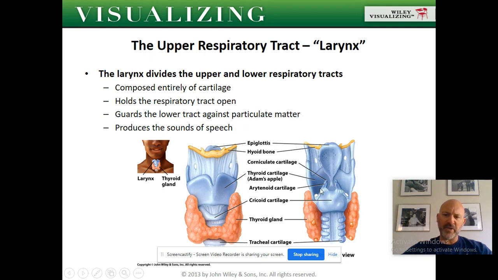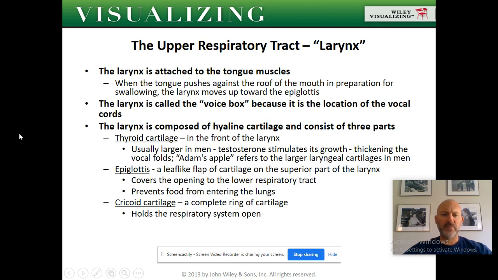And inside here we have vocal cords. As we pass the air through the vocal cords, they vibrate and they produce sounds that we would then use for speech. All right, so the larynx is commonly called the voice box because it's the location of the vocal cords.